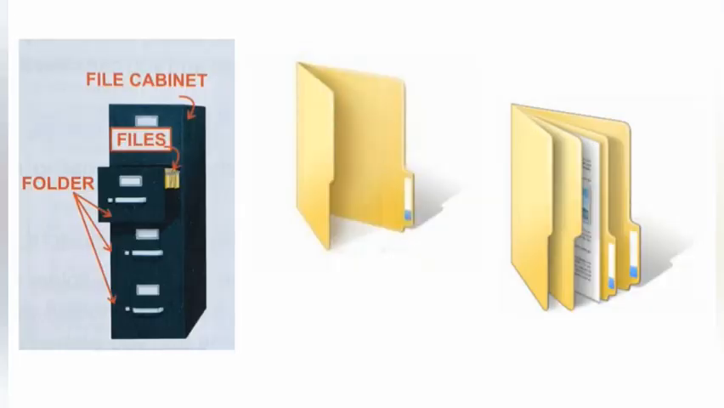Next is files and folders. A file is a collection of related information stored together on some storage device such as hard disk, CD, DVD, or pen drive. As we keep important papers in a file, similarly, any information in a computer is saved in the form of a file. Each file is given a file name which helps us to find the desired file.